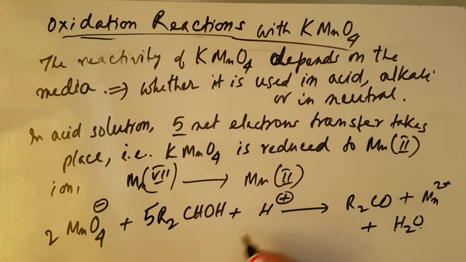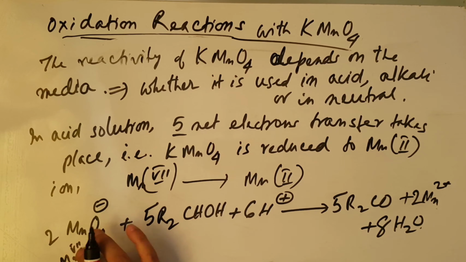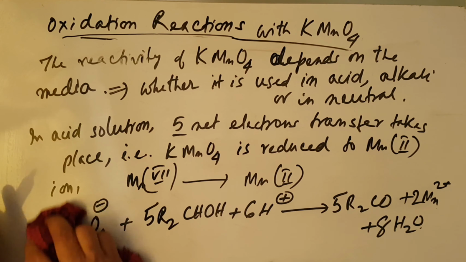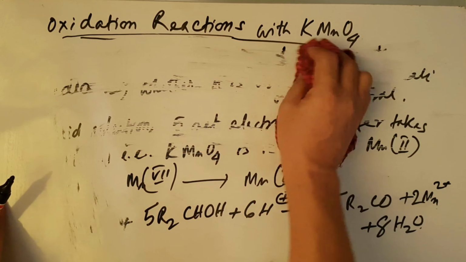So in acid medium, we use manganese 7 here, manganese 7+ going to manganese 2+. Okay, so this is in acid solution. Next I will talk about neutral or basic conditions. Here a net transfer of 3 electrons takes place.